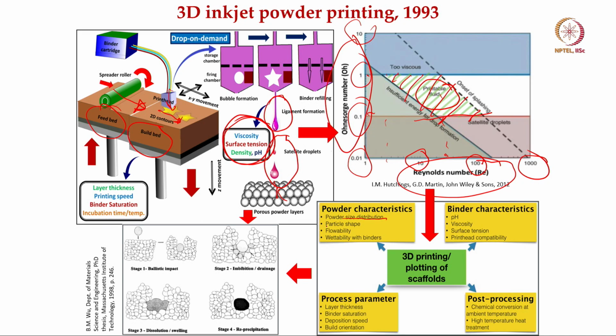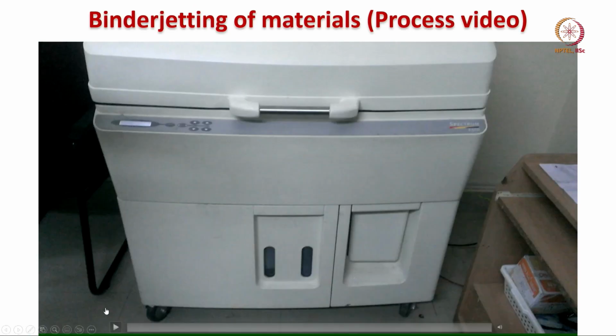Perhaps these particular parameters are important in all the powder based metal printing processes. In terms of the binder characteristics, as I mentioned before, it is pH, viscosity, and surface tension that are important. There are also printing or process parameters mentioned here: the layer thickness, binder saturation, deposition speed and build orientation, and post processing like chemical conversion at ambient temperature or high temperature heat treatment parameters.